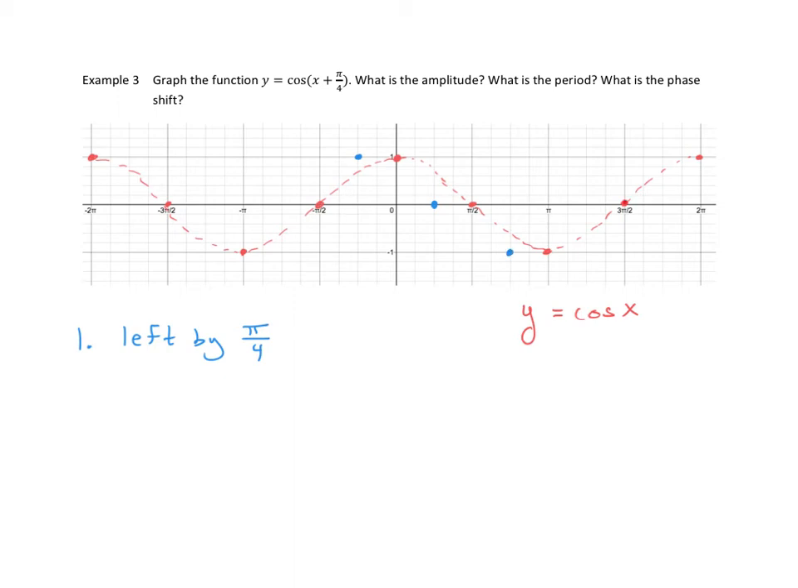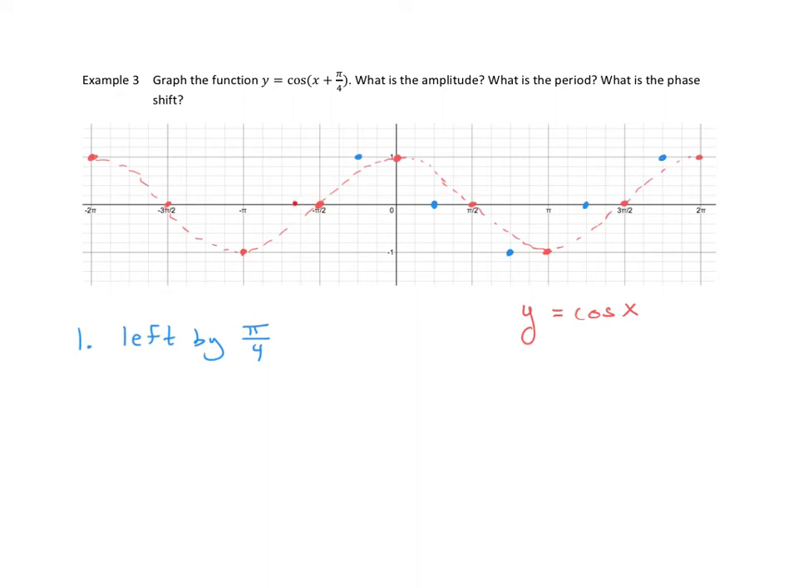Okay, this one, if I go pi over 4 to the left, it's going to go here. And I have a point here. I'm going pi over 4 to the left. It's going to end up here. I could do that for all of these points.